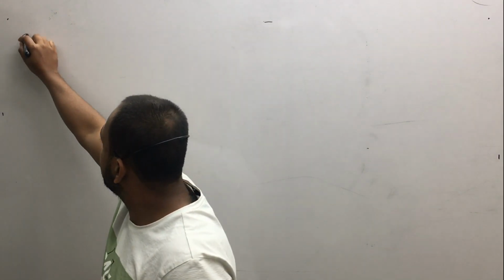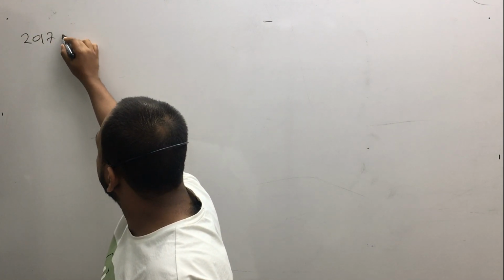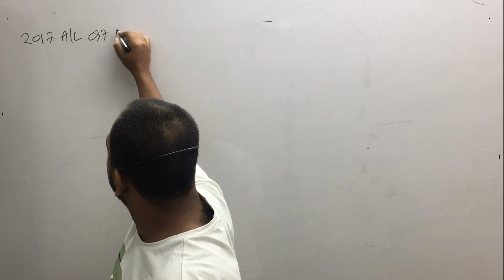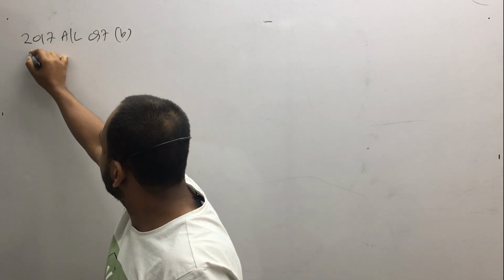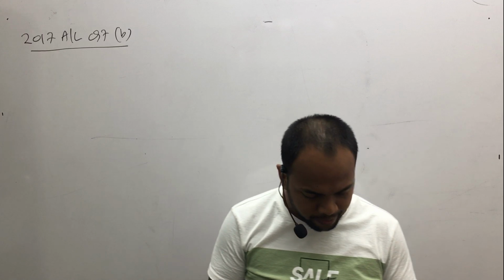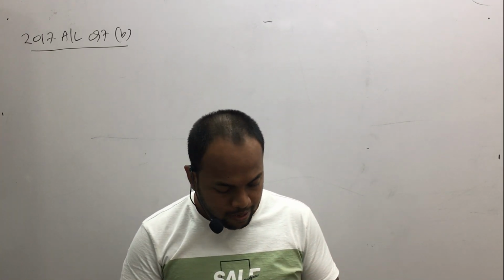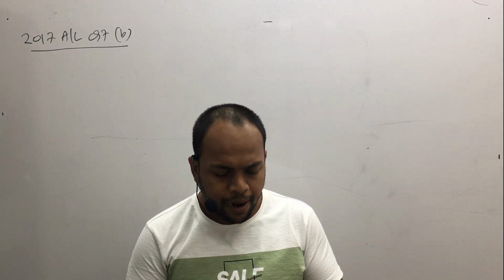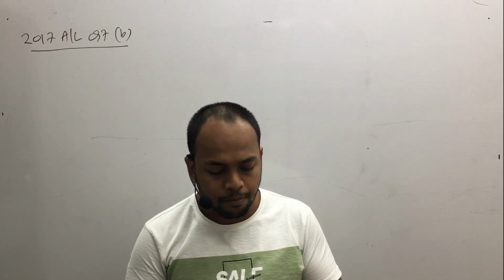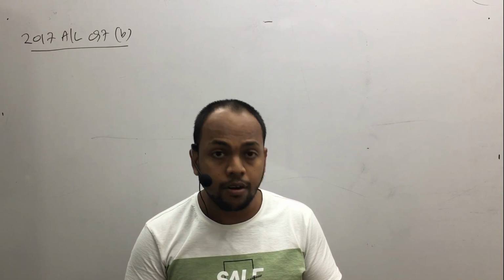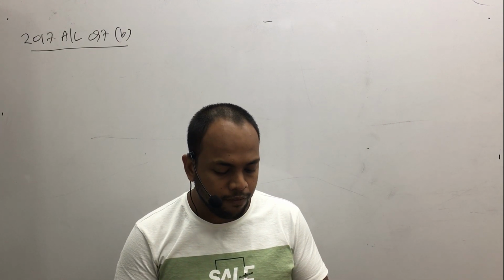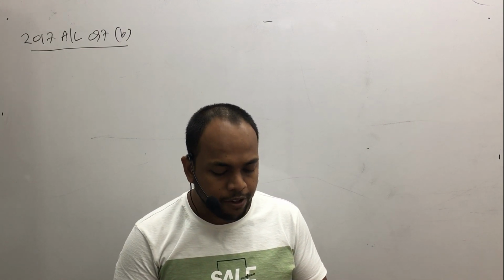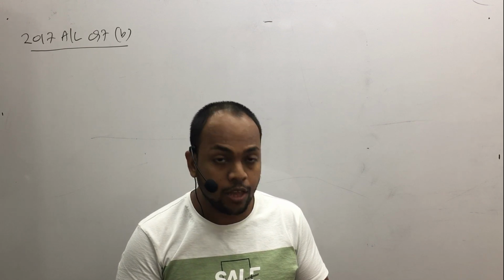So let's do 2017 A-level question number 7 part B. The question says, a company is planning to manufacture computers by assembling imported components for the use of differently abled school children. The selling price of a computer is decided to be 50,000 and the expected costs are as follows.